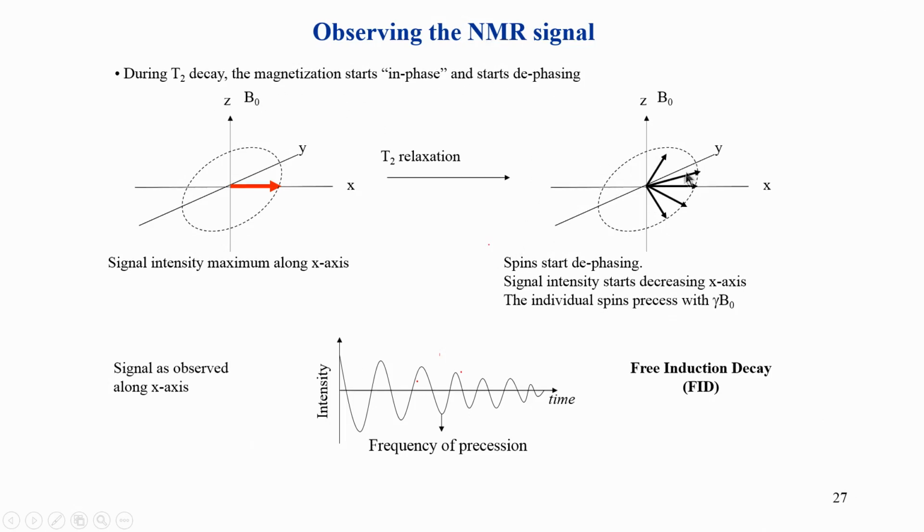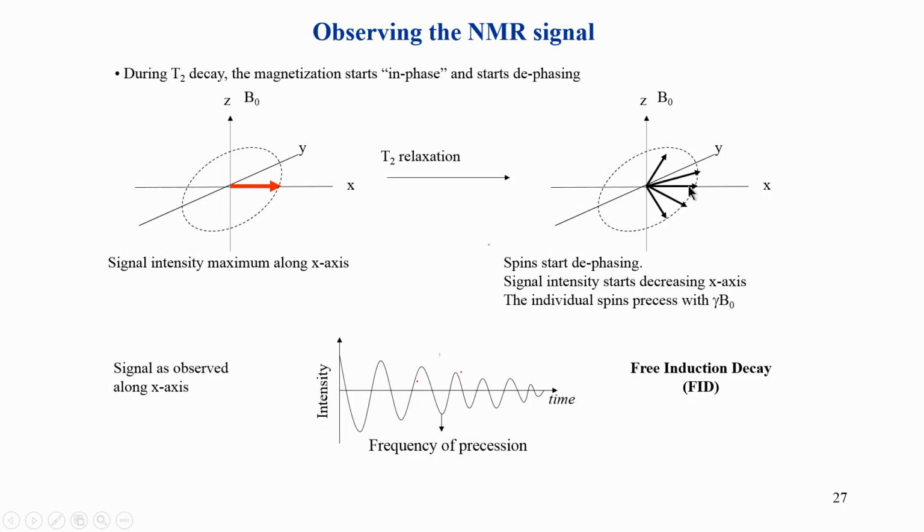Now, let us say we observe this, we keep a detector here. So, now we come to the detection part of this NMR signal. If I keep a detector along the x axis, I will observe a maximum signal at this point when the signal has come to the x axis, that is shown in this plot, at t equal to 0 time. When I start observing the signal, as soon as the B1 is switched off, I will get a maximum signal, but as soon as the relaxation begins, the signals are dephasing.